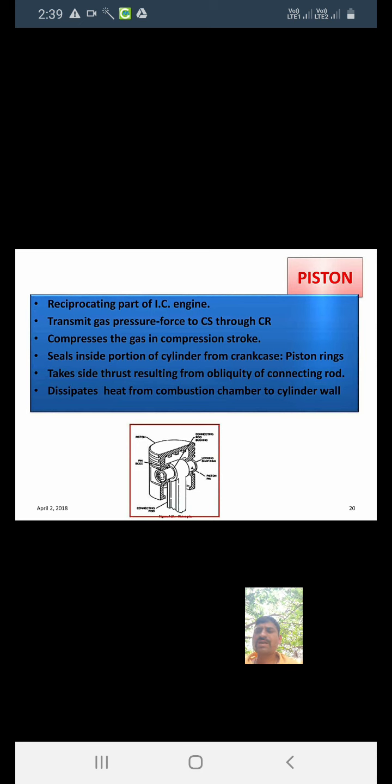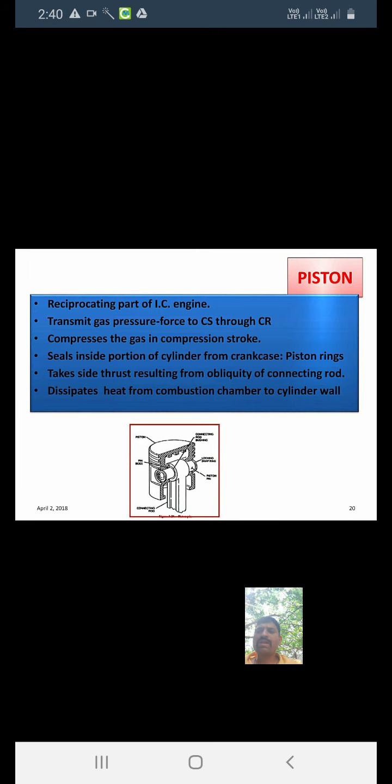The cast iron piston can be used for moderate power engines with piston speed below 6 meter per second. Then the second material is aluminum alloy. Okay, aluminum alloy, in some pistons we are using the aluminum alloy. Aluminum alloy has light weight, or we can say low density, and has good thermal conductivity.